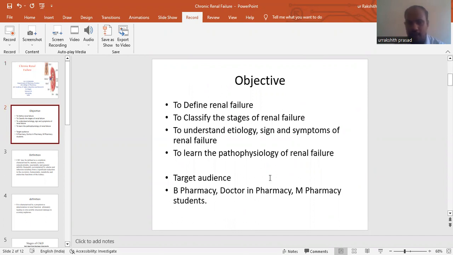There is the definitions part, and those who are going to learn the concept of chronic renal failure are going to understand the different etiological factors, like what is the reason for any person to get chronic renal failure, what is going to happen to them if they get renal failure, the signs and symptoms, and also the different pathophysiology behind each mechanism, how exactly the renal failure has happened to any kind of individual.